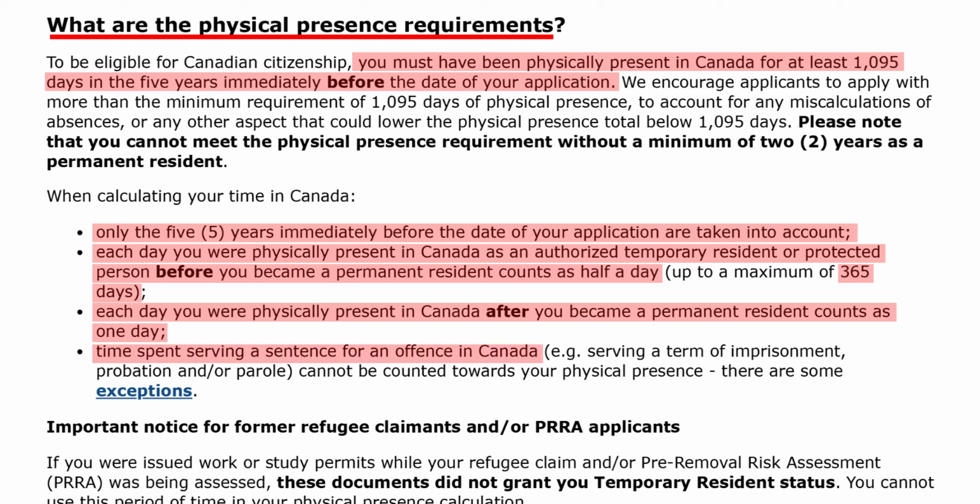Time spent serving a sentence in Canada does not count towards the physical presence requirement. It means you cannot count time spent serving a term of imprisonment, probation, and/or parole as physical presence. However, time spent serving a sentence outside of that 5-year period does not have to be declared.